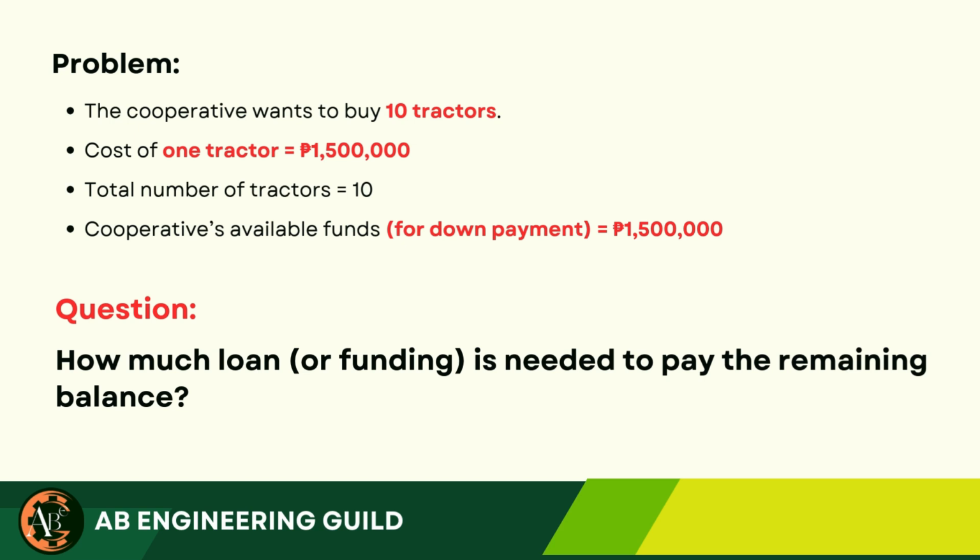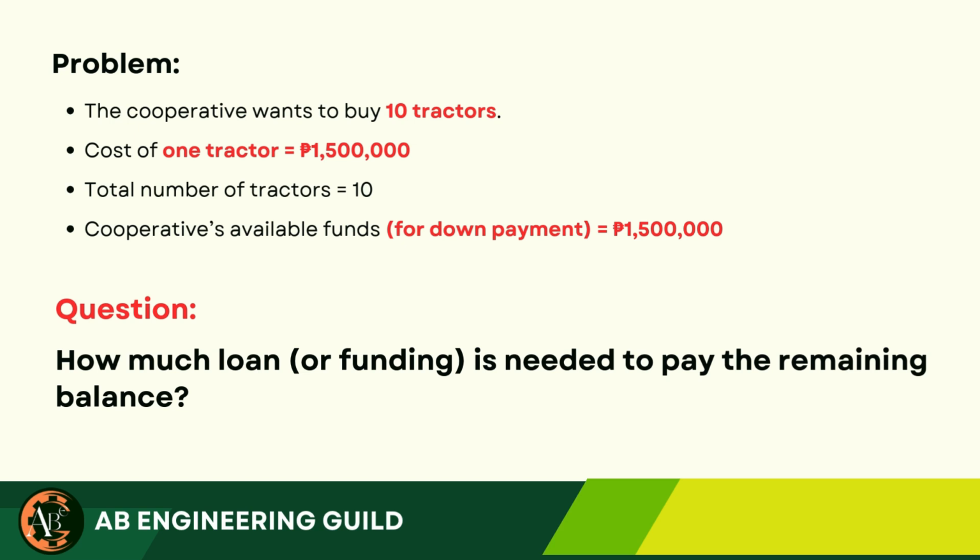The problem is this: the cooperative wants to buy 10 tractors. Each tractor costs 1,500,000 pesos, and since they need 10 units, the total cost amounts to 15 million pesos. However, the cooperative only has 1,500,000 pesos available, which they plan to use as a down payment. The question now is, how much loan or funding will be needed to cover the remaining balance?